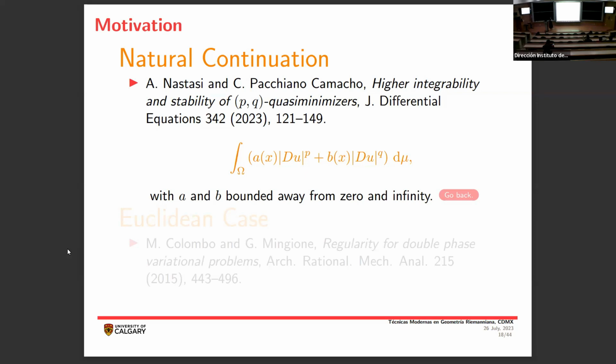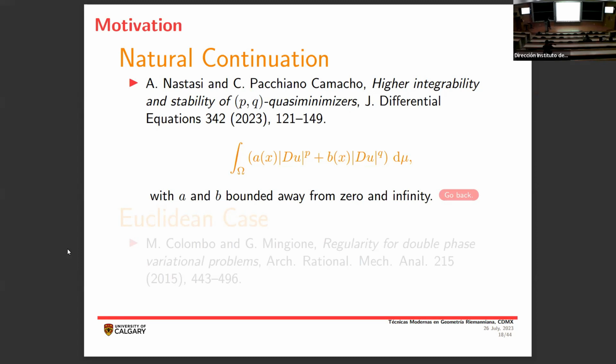It has application or motivation from physics. For instance, when we have a composite material, any composite material can be described this way. The coefficient functions a and b can dictate the geometry of the composite made by two different materials with the hardening exponents p and q.